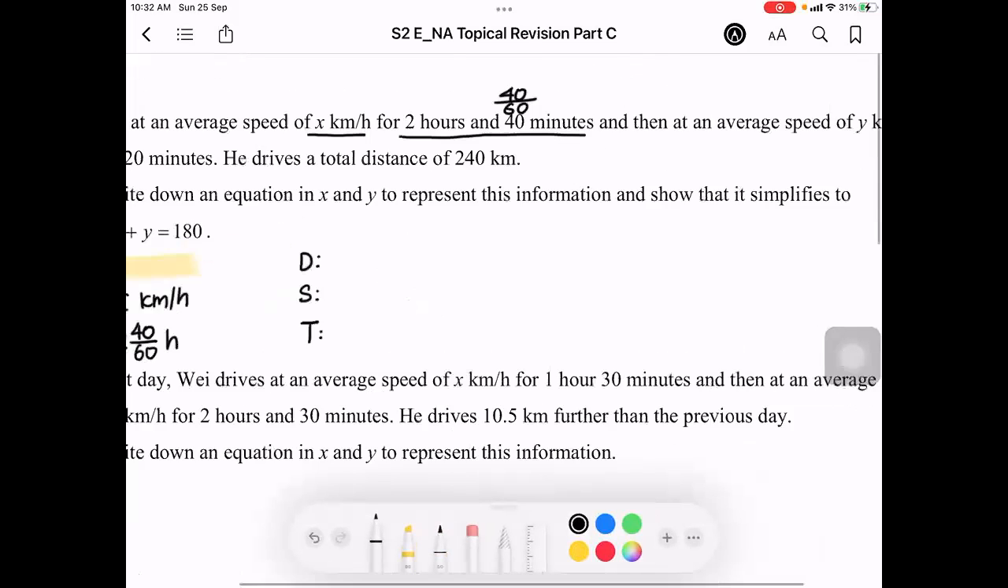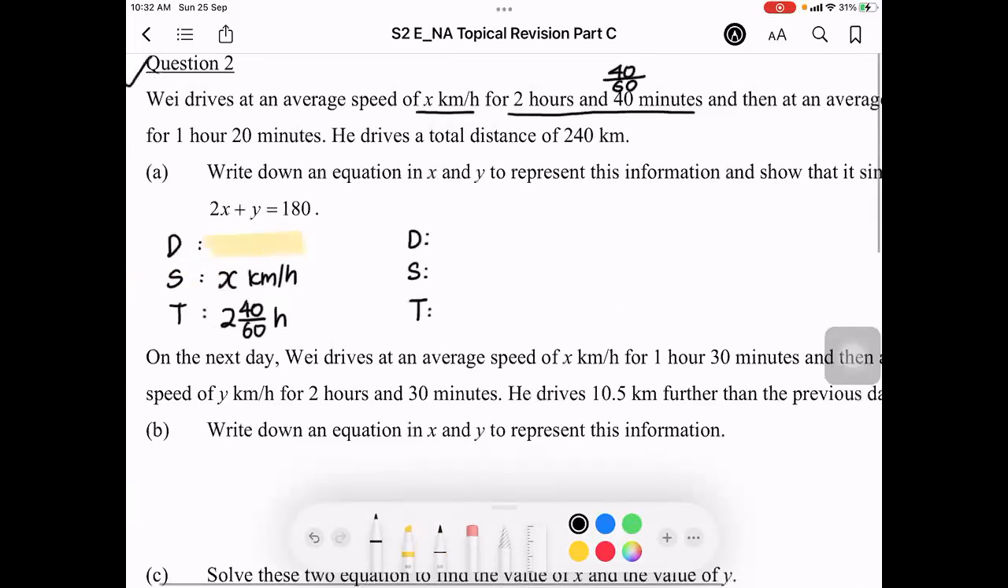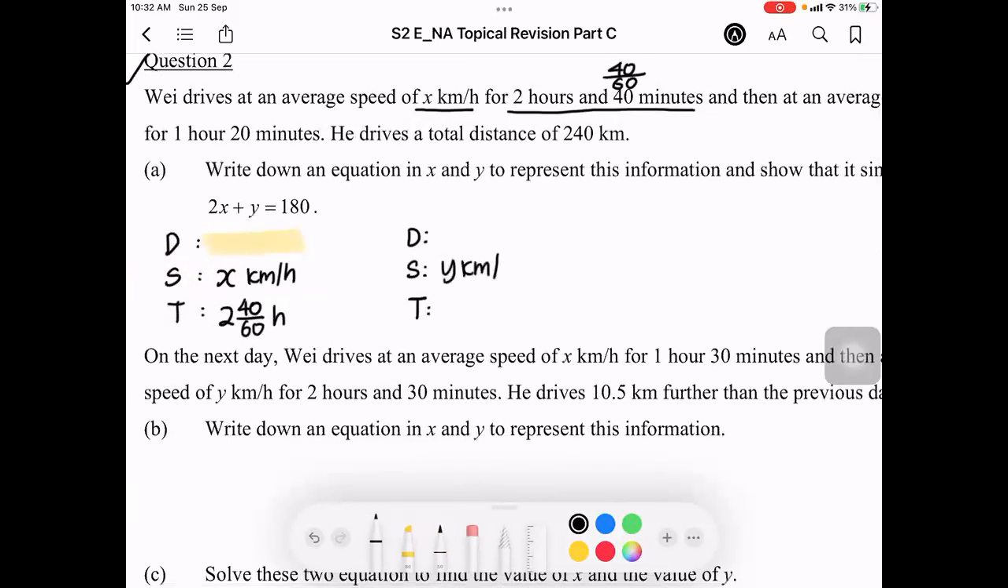Second part: the average speed of y kilometres per hour. Then this timing, 1 hour 20 minutes. Again, my habit is to change it to the same units, so this one I'll change to 1 and 20 over 60 of an hour. Again, you notice something. What can I find? I can find the distance. So let us use our DST triangle. Distance equals speed times time, right?